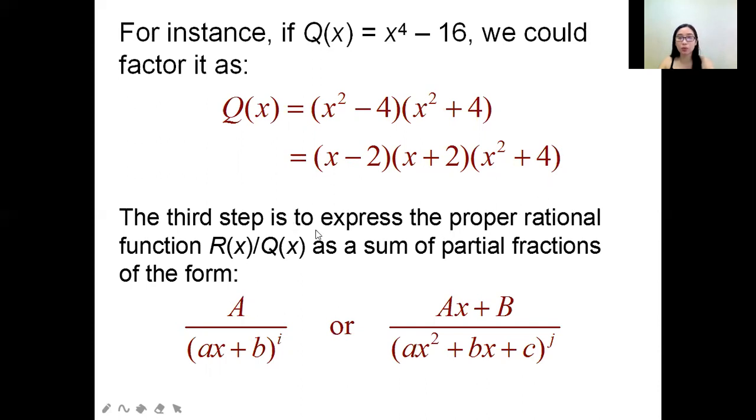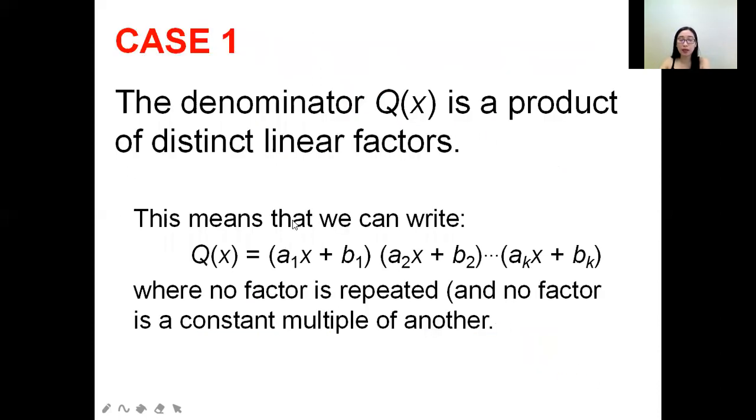So the third step is to express the proper rational function r of x over the denominator as a sum of partial fractions in the form of capital A over ax plus b to the power of i, or ax plus b over ax squared plus bx plus c to the power of j. So for case 1, there are 4 cases.